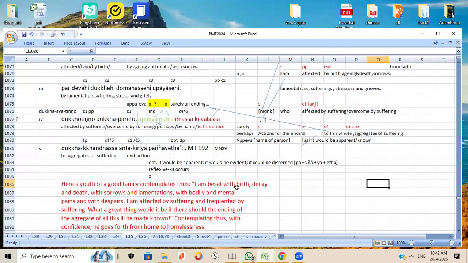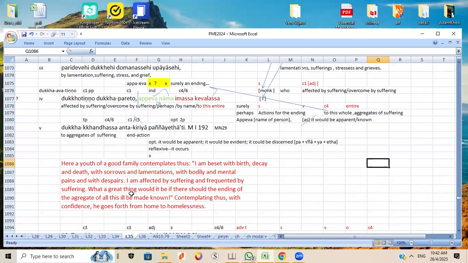I am beset with this birth, death, sorrow, bodily and mental pain, and despair. I'm affected by suffering, frequently affected by suffering. This one is a bit awkward, but anyway. What a great thing. So this is not there. What a great thing would it be? I think this is the one, because everybody also got a headache with this translation. What a great thing it would be. You see this whole line up to here.